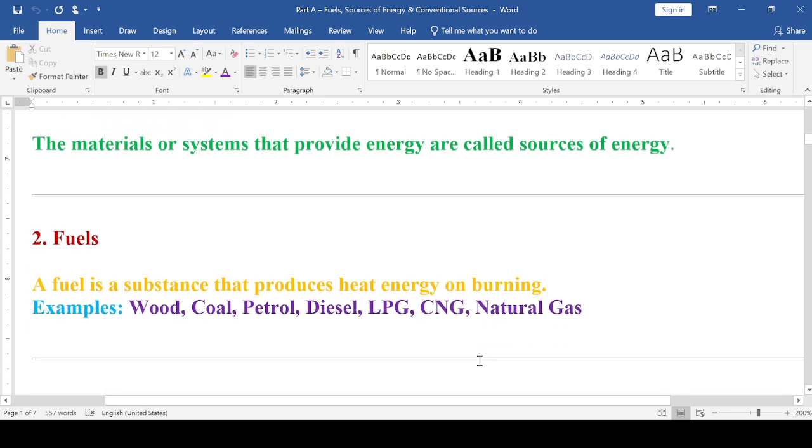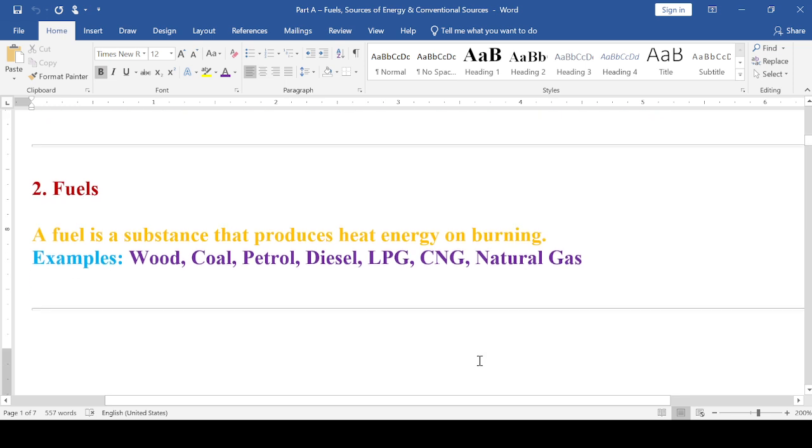Next comes fuels. What do you mean by fuel? It is a substance. What does it do? It produces heat energy. When does it produce heat energy? On burning. Examples: wood, coal, petrol, diesel, LPG, CNG and natural gas.